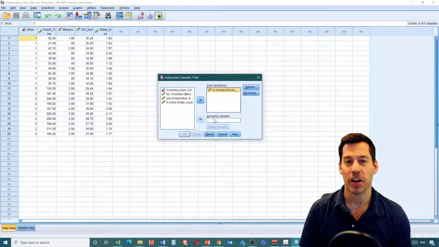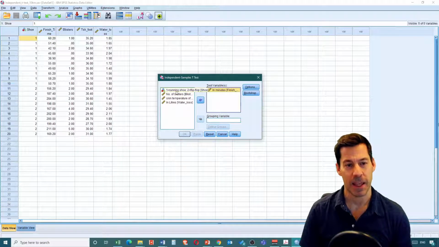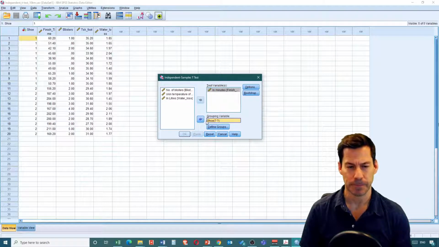Now we've also got to select a grouping variable. Our grouping variable is simply 1 or 2, running shoes or flip-flops. So I'm going to select that and put it into the grouping variable. Note that if I want, I can actually just drag this over as well.